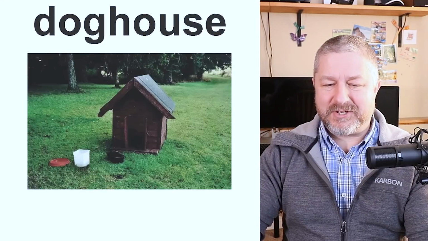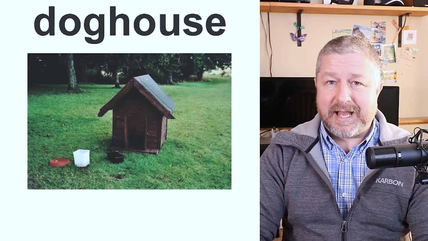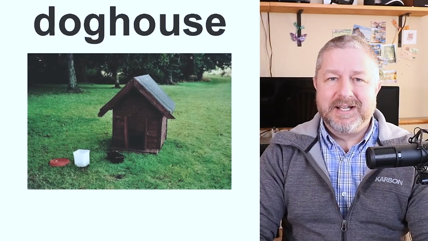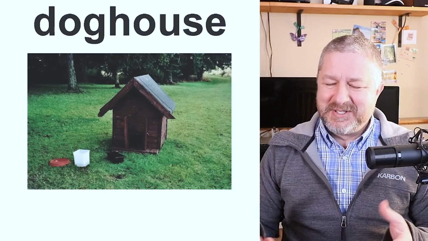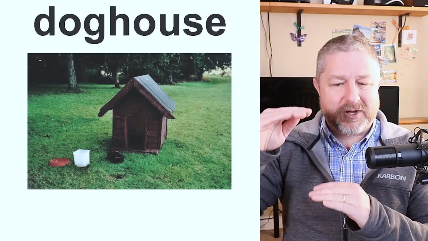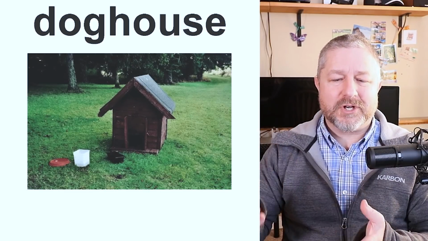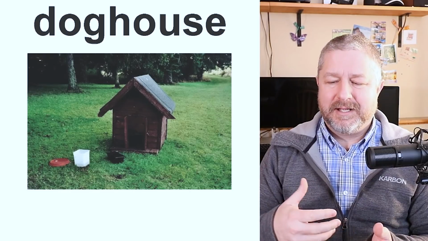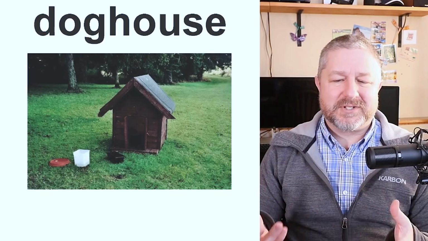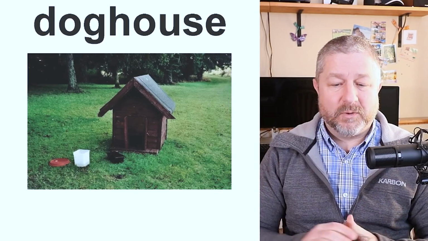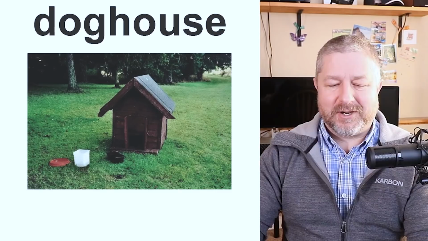If you have a dog, you will most likely have a doghouse in your backyard. Oscar has a doghouse, but he never uses it. So a doghouse is a small house that you build for your dog so that your dog has a place just to sit in the summer if it gets hot and to just be outside. So if you have a dog, you will most likely have a doghouse outside.